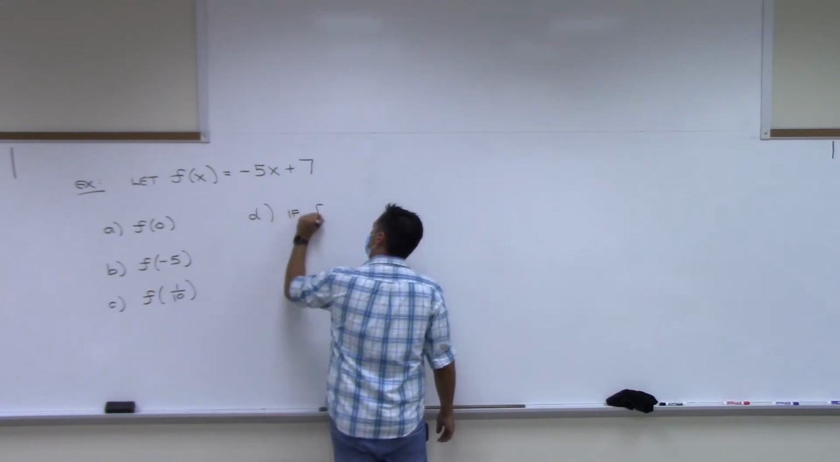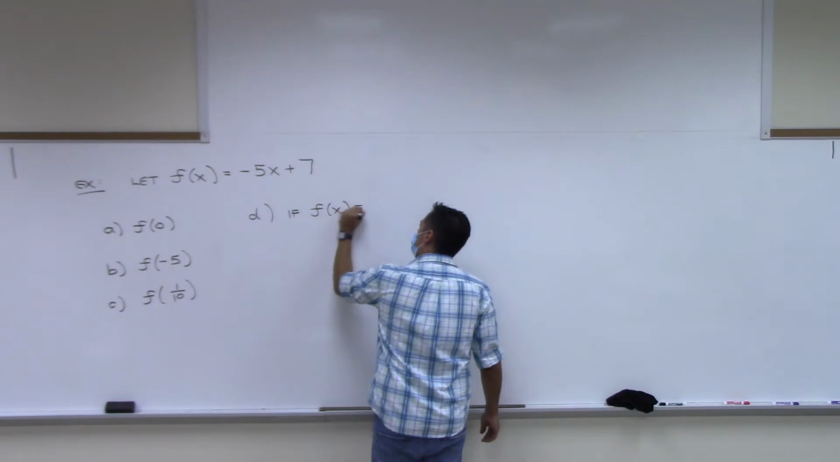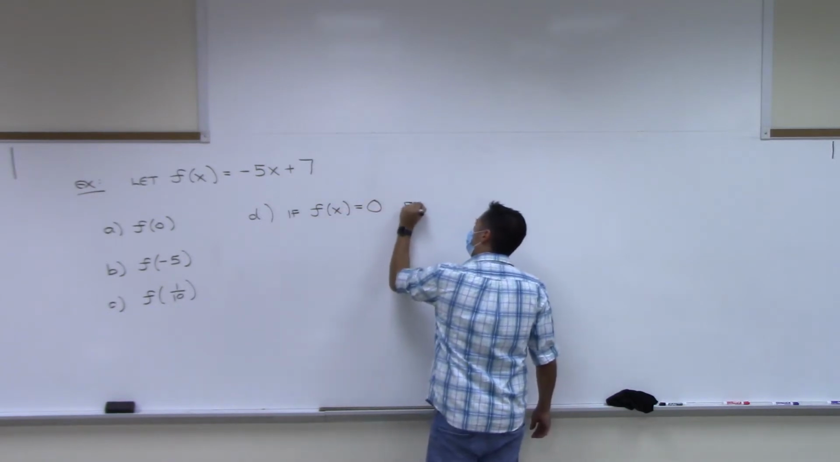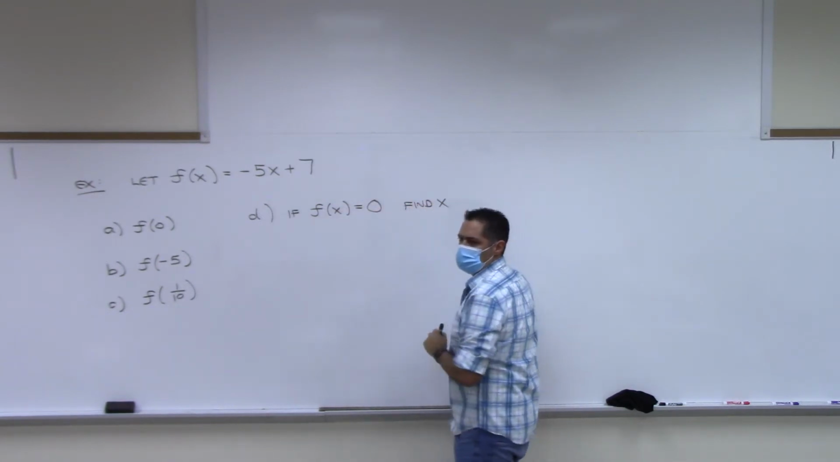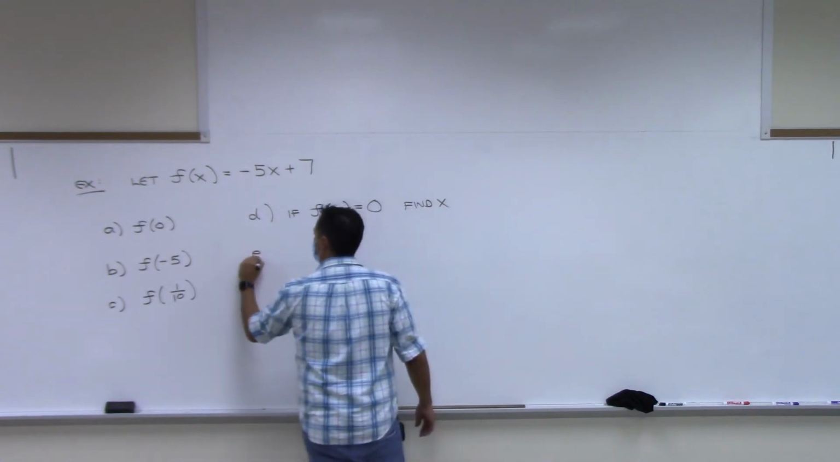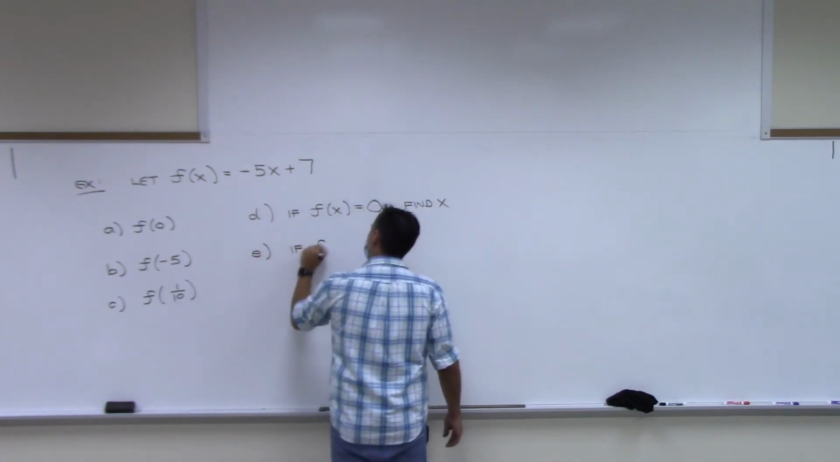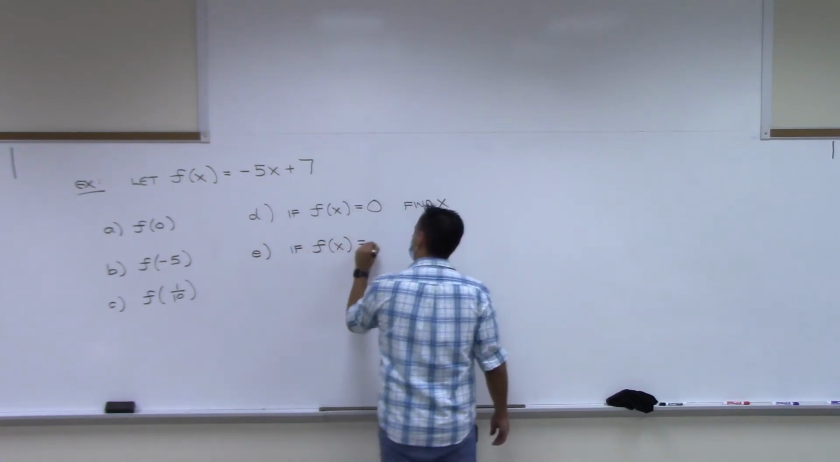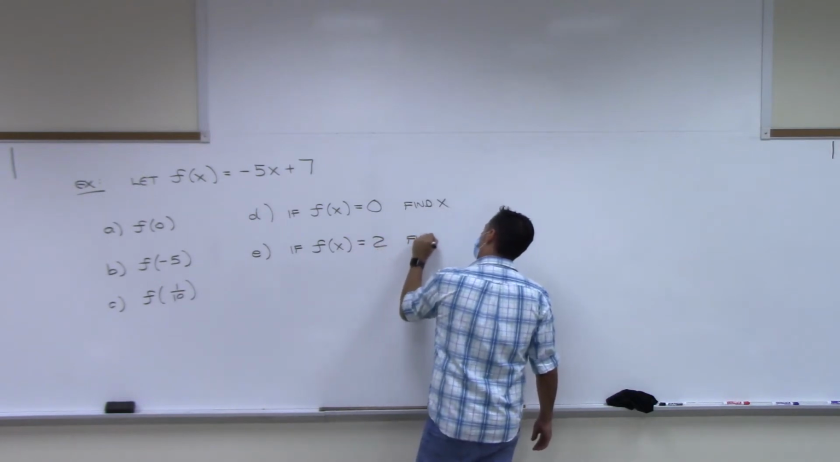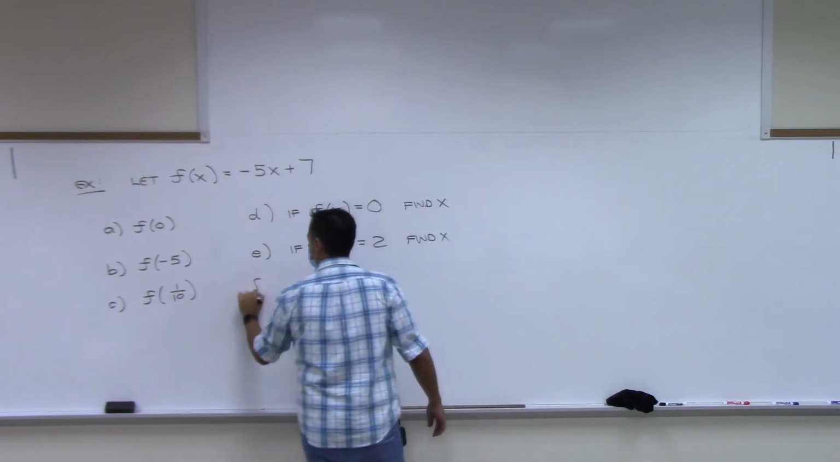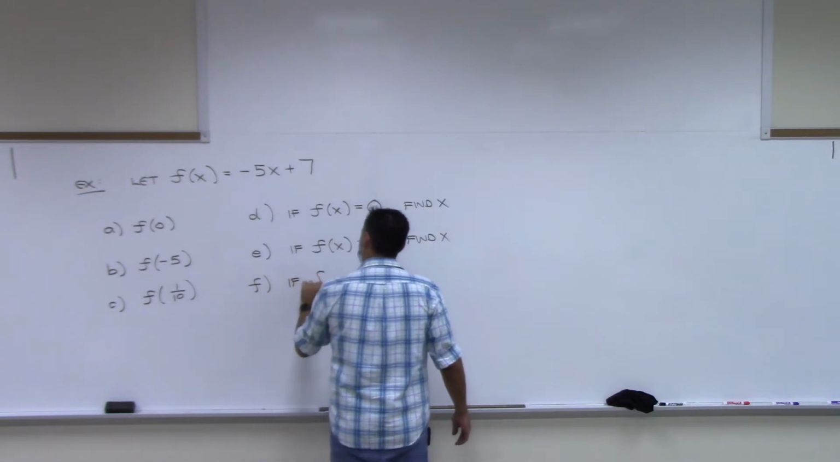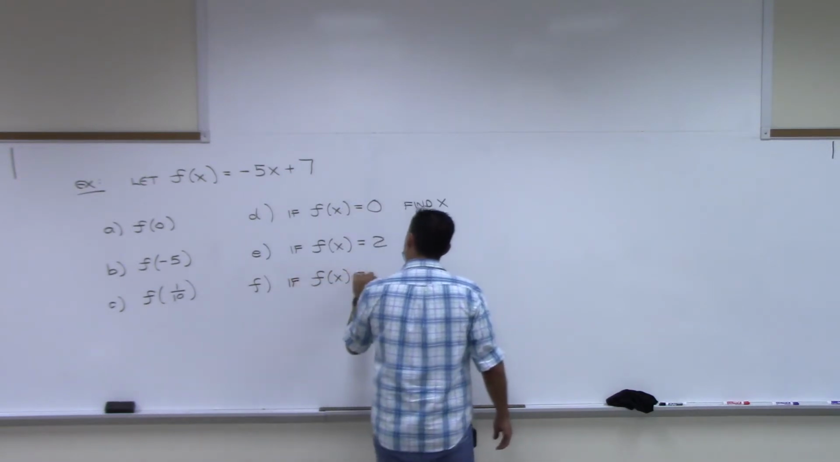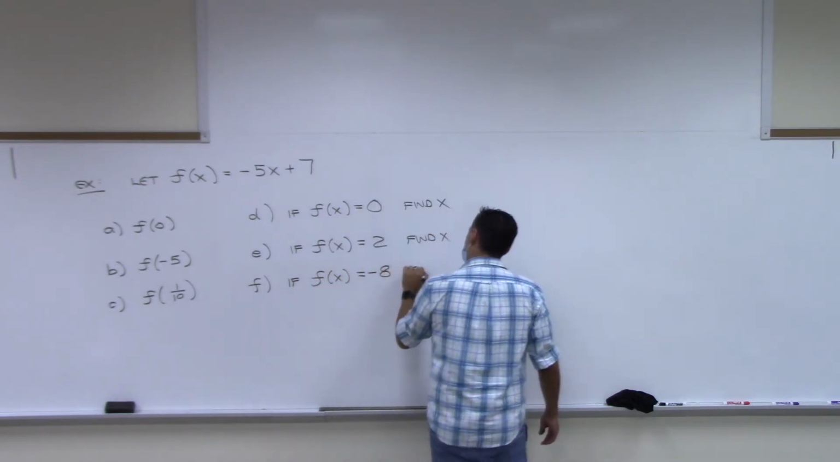D. If f of x equals 0, find x. E. If f of x equals 2, find x. Last one. If f of x equals negative 8, find x.